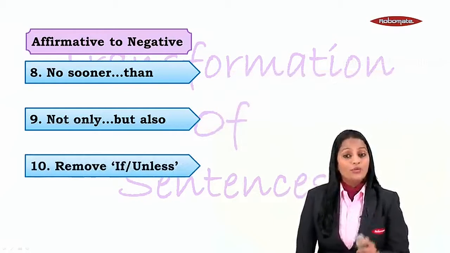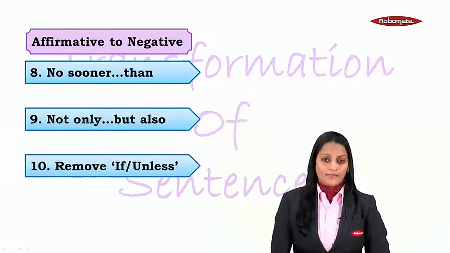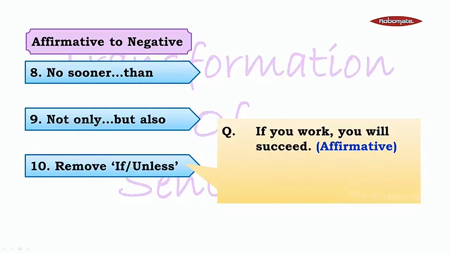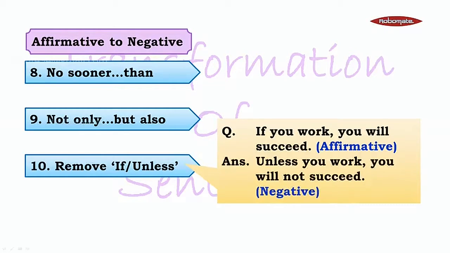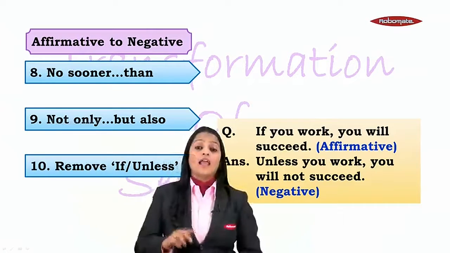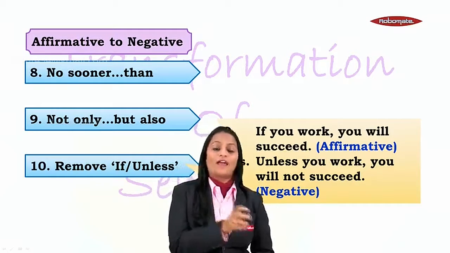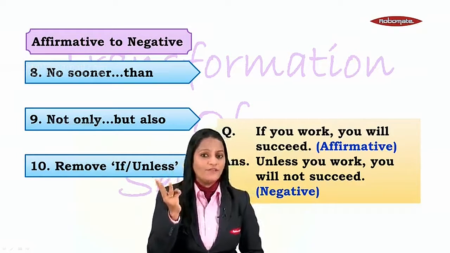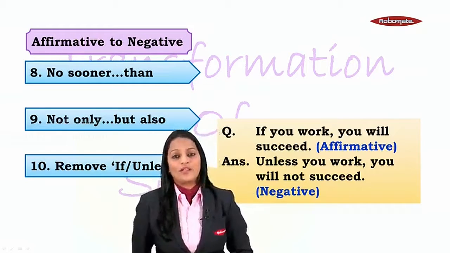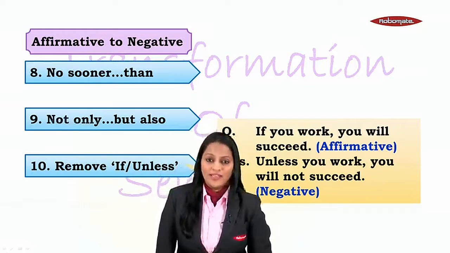Next one, remove if or unless. Now students, if you remember, there were three rules. Okay, here if you work you will succeed. Now I can say unless you work you will not succeed. So remember, if equal to unless plus not, unless equal to if plus not, and unless and never can be equal to if and only. These were the three formulas. Now here we've used one of them to make affirmative to negative.